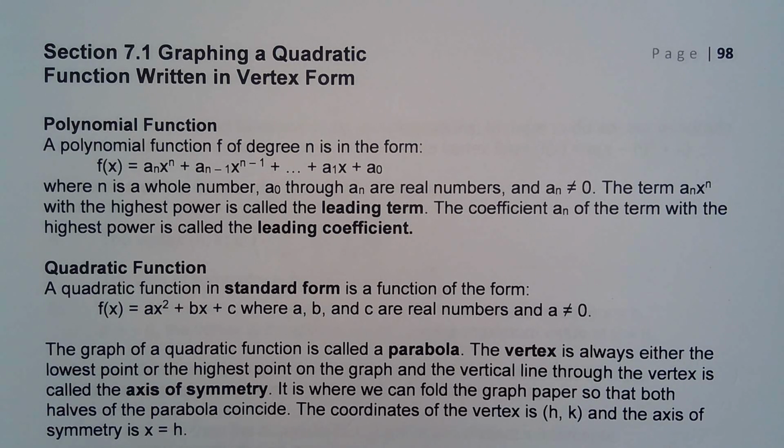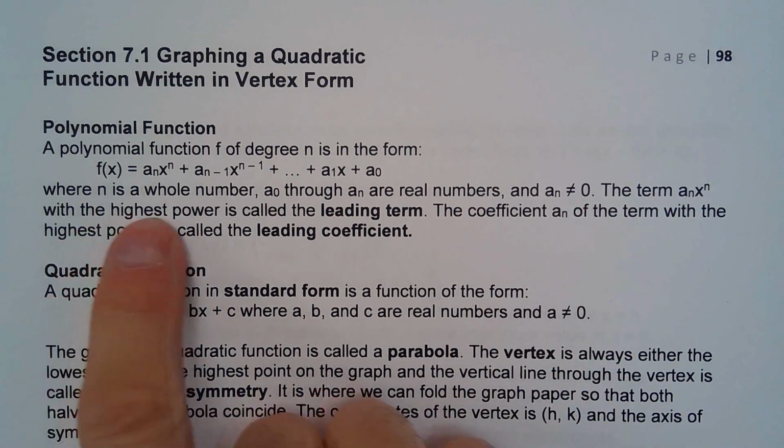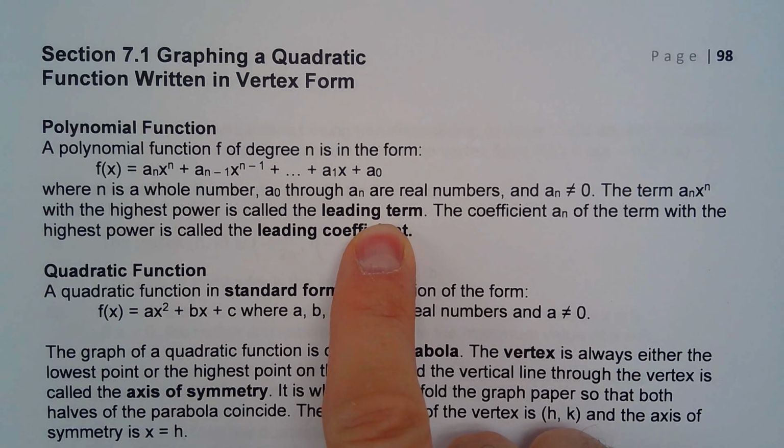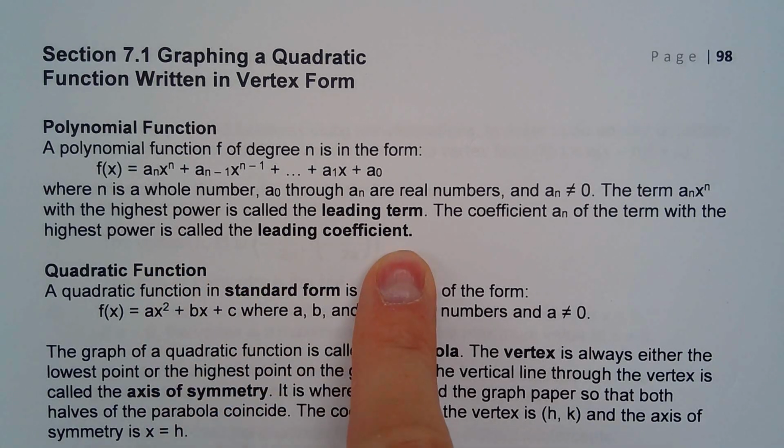So when we talk about a polynomial function, we're talking about a bunch of terms where the powers of my variables are whole numbers: 0, 1, 2, 3, 4, 5. So we can't have any fractions or decimals for exponents. We can't have any variables in the denominator. The term a sub n x to the n with the highest power is called the leading term. The coefficient a sub n of the term with the highest power is called the leading coefficient.